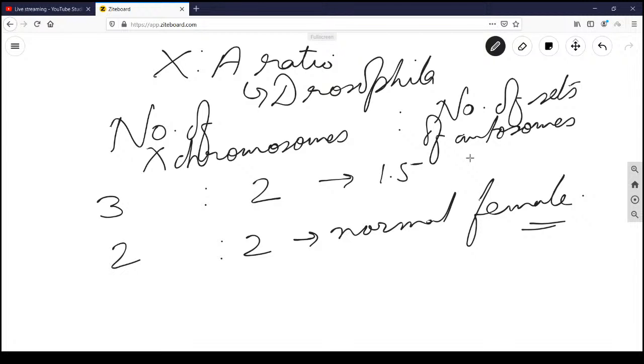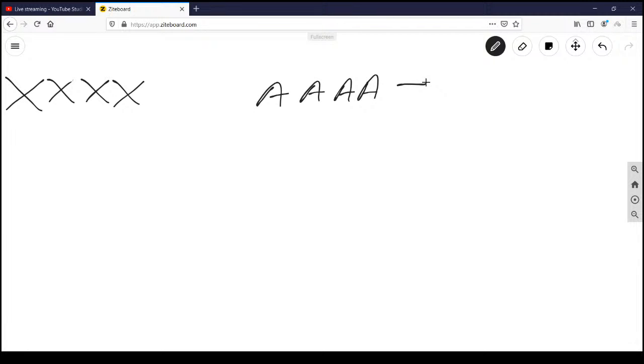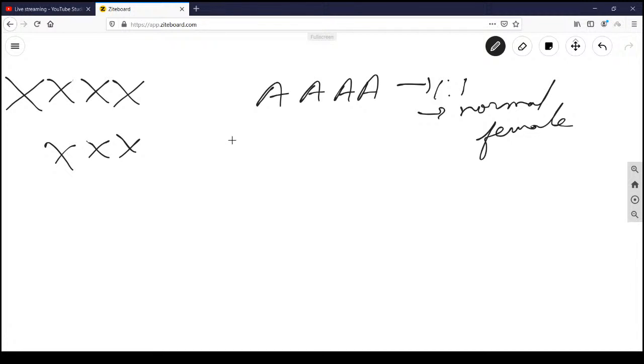So if you check it another way, if you have 4 X chromosomes in Drosophila and 4 autosome sets, the ratio is 1 to 1. So again you will get a normal female here. Again, if you have 3 X chromosomes, just check it out, the ratio is again 1, again female. So that is how you get females in Drosophila if the ratio is 1.